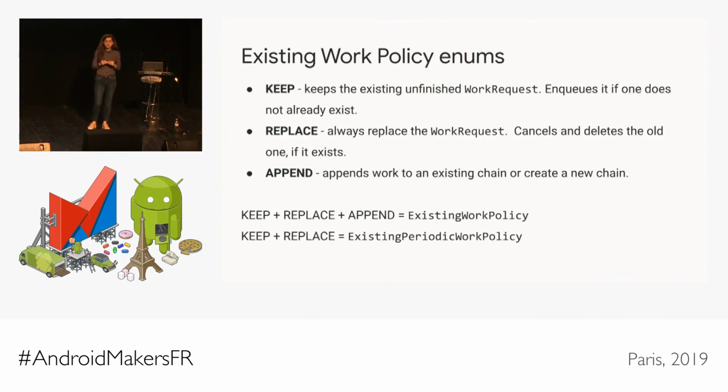What is this existing work policy? We have the possibility to keep, replace, or append the task. In the case of keep, if the task doesn't exist, it will be enqueued. If it already exists, it will be kept in the track. If we use replace, the oldest task will be cancelled and deleted and replaced with a new one, and the append will just append the new work if it does not exist already. Keep, replace, and append are part of the ExistingWorkPolicy enum, and ExistingPeriodicWorkPolicy contains only keep and replace.